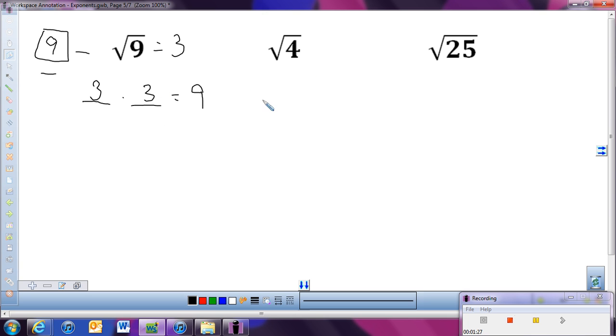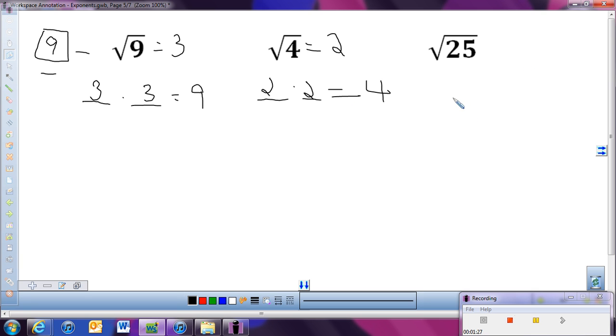I can do the same thing with the square root of 4. What number times itself will give us 4? Well, I'm thinking about it like a square and finding the area. What number times itself will give us 4? What's the length of each side? 2 times 2 will give us 4. So the square root of 4 is 2.